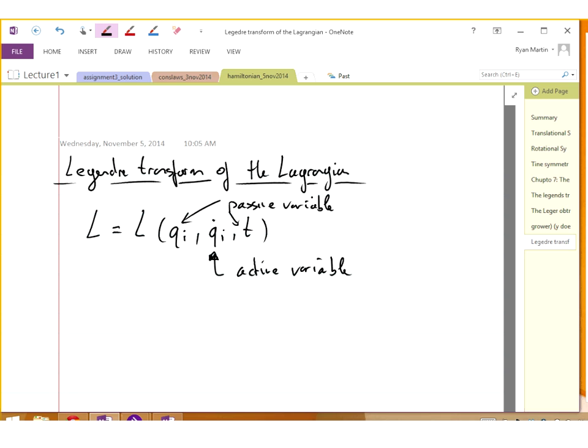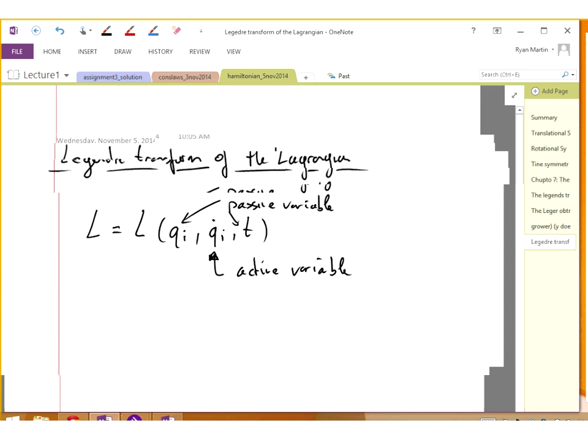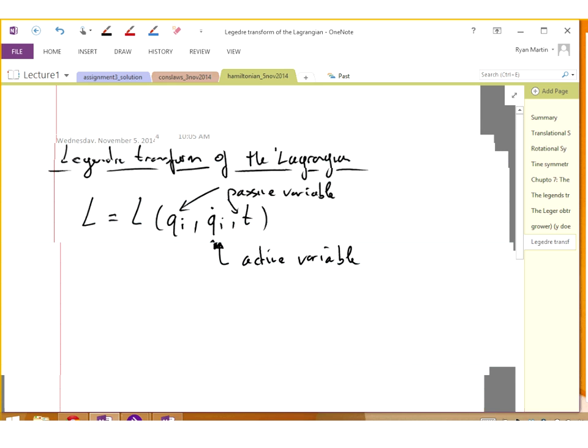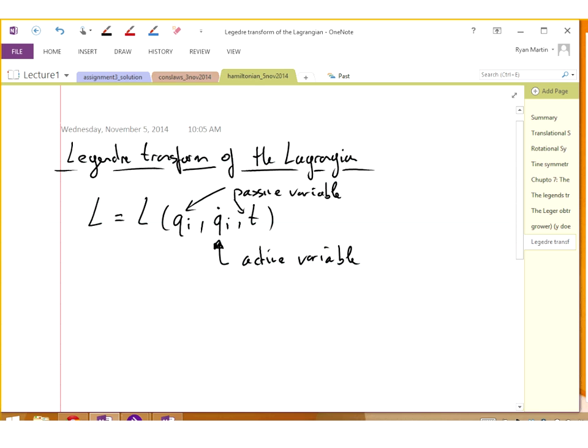So here's exactly an example where there's not the same number of u's and w's. The u's, the active variables, are the qi dots, and the w's, the passive variables, are the qi's and t. You can call those all w's. So here's exactly an example where there isn't the same number of each variable. All right, so let's just blindly consider this Legendre transform.